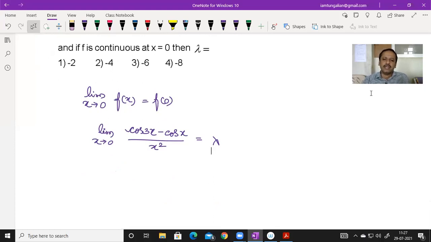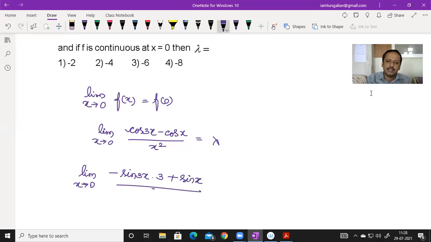Okay. So if you directly apply the limit, you are going to get 0 by 0. Now either use L'Hospital's rule or use the cos C minus cos D formula. Anything is okay. I prefer L'Hospital's rule. So minus sine 3x into 3. The derivative of cos x is minus sine x, so minus of minus is plus sine x, divided by 2x.